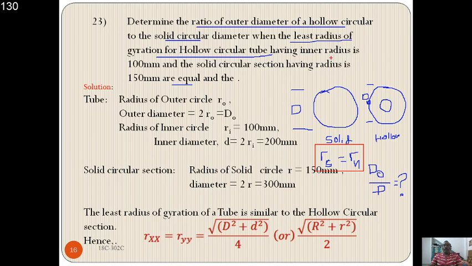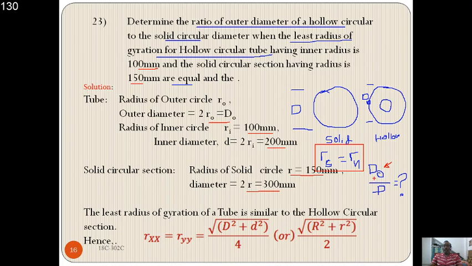The circular tube has an inner radius of 100 mm, therefore the inner diameter is 200 mm. And the solid circular section has a radius of 150 mm. Note down, he has not given the outer radius D naught value. So we need to find the D naught value, and after that we have to find the ratio of D naught by D.